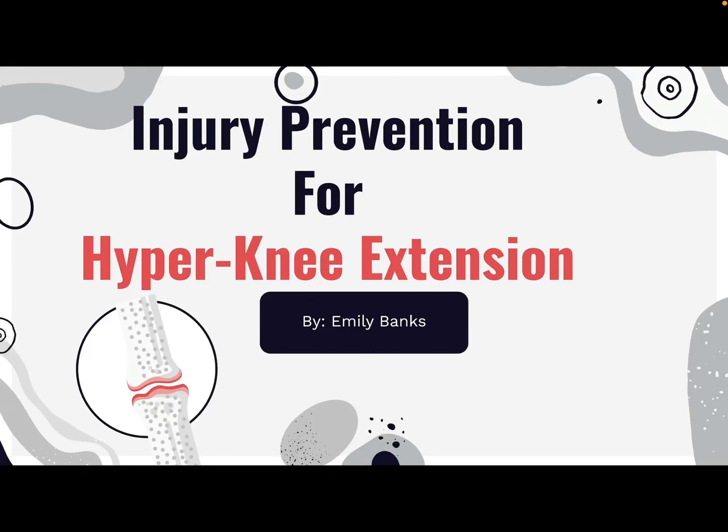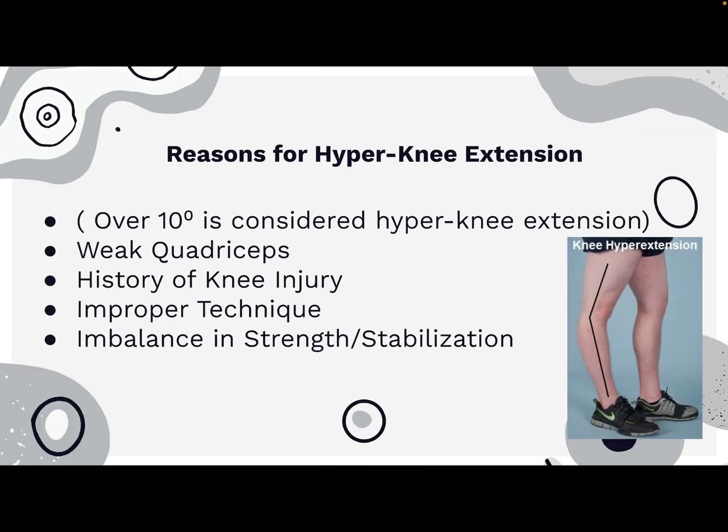Hi, my name is Emily Banks, and this is my SportsMed 3 Unit 3 program on injury prevention for hyper knee extension. Hyper knee extension is typically defined as when the knee angle over here is bent backwards at an angle above 10 degrees. This can be the factor of many things, including weak quadriceps, a history of knee injury, improper technique, imbalance in strength and stabilization, and so many other things.